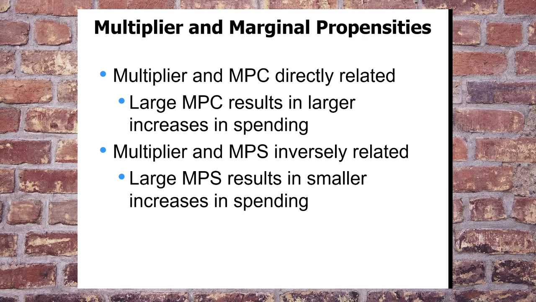The multiplier is gotten by 1 over 1 minus MPC. Or to simplify, 1 over MPS.